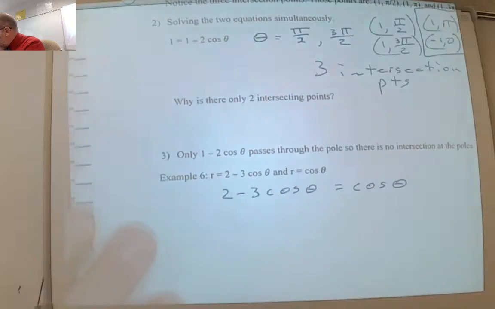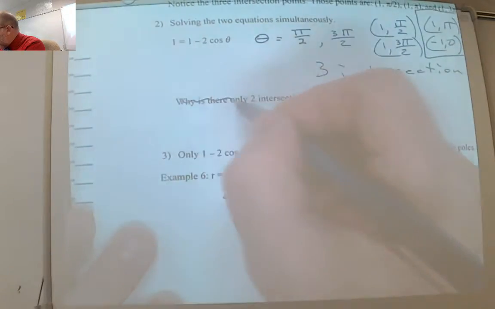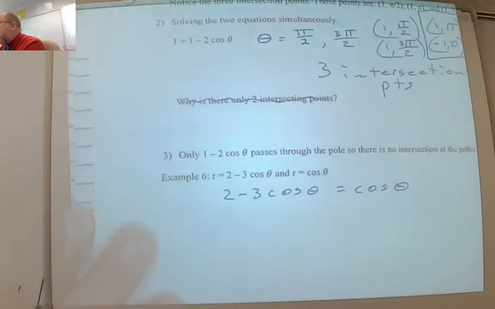Okay, wait, I have a question about the other one. You said there are 3 intersection points, so why is there only a 2? That's a mistake. Okay. Wait a second here. I'm actually just confused. So we're just crossing that one out. Alright. Okay, Jaden, keep going.